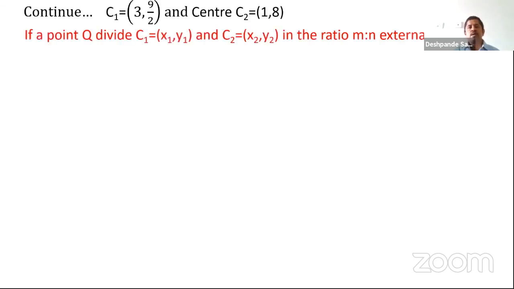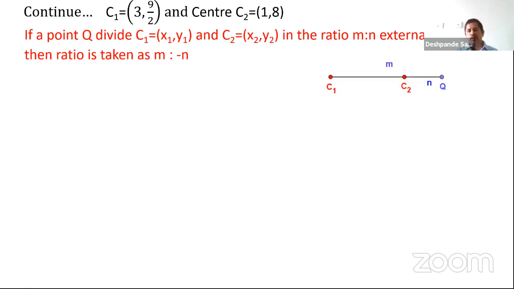So if the point Q divides C1, C2 in the ratio M is to N externally, the ratio is taken as M is to minus N. Just as in the previous slide you have taken it up. Now you see why you get the minus sign. You just need to understand.